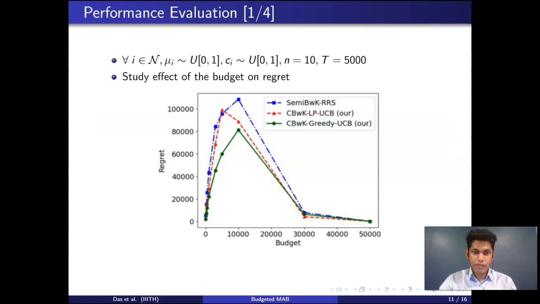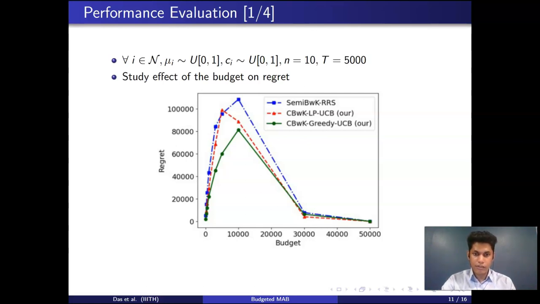We perform experiments on our LP algorithm, our greedy algorithm, and the algorithm semi-BWK-RRS, which was the best known result until our paper. We compare these three algorithms on a few different parameters. So the first thing that we check is for fixed T, we study the effect of budget on regret. As we can see, on increasing budget, regret initially increases, and then after a certain point, the regret starts decreasing and goes down to 0.